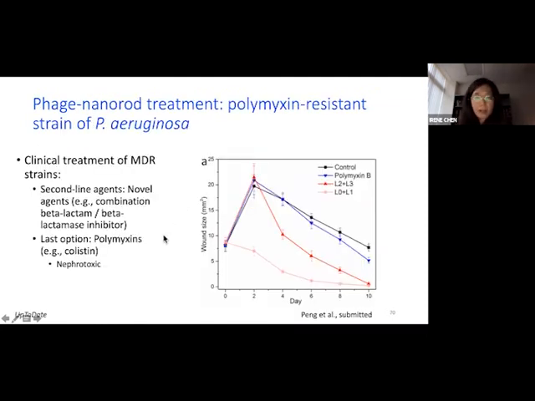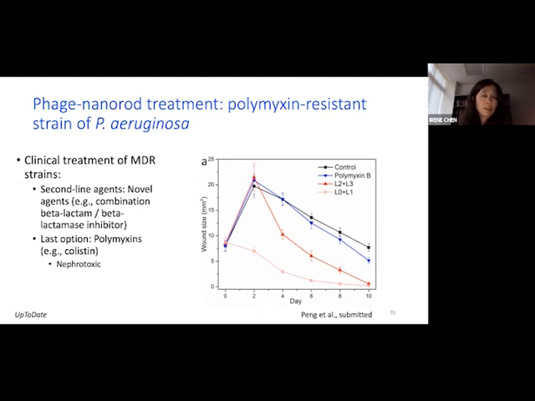Okay, I think the last mouse experiment I want to tell you about is we wanted to try to mimic a scenario where we had a strain of Pseudomonas aeruginosa that was resistant to antibiotics, the typical antibiotics that would be used. So it's the clinical treatment of Pseudomonas aeruginosa starts usually with ciprofloxacin and levofloxacin or maybe some other agents.